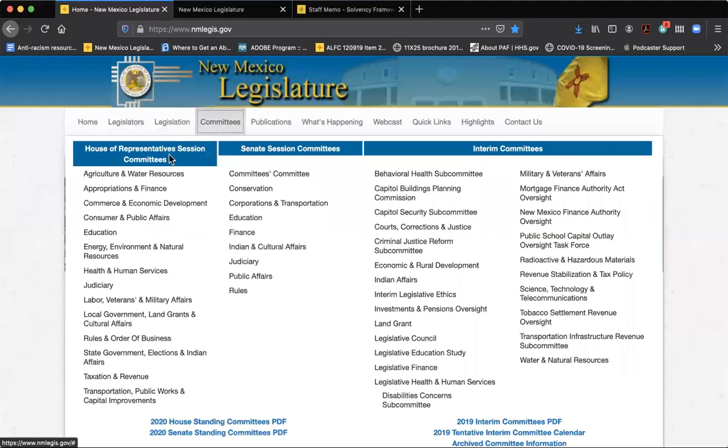Committees gives a listing of each chamber's committee, so the House, Senate, and then interim committees are combined Senate and House, and the interim committees meet between regular sessions and are combined of members of both the House and the Senate that represent their committees, and they just kind of bring them together into these. And they meet around the state in between sessions. So sometimes they'll have meetings in like Taos or Deming or even Las Cruces, so that people are just meeting outside of Albuquerque and Santa Fe.